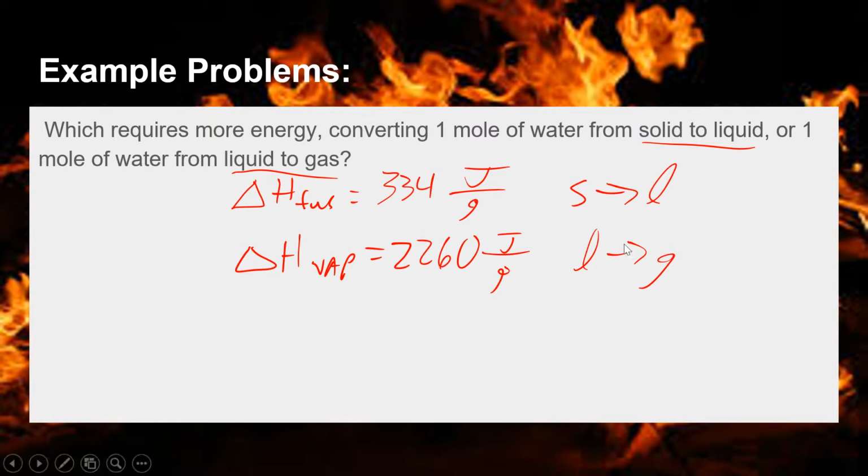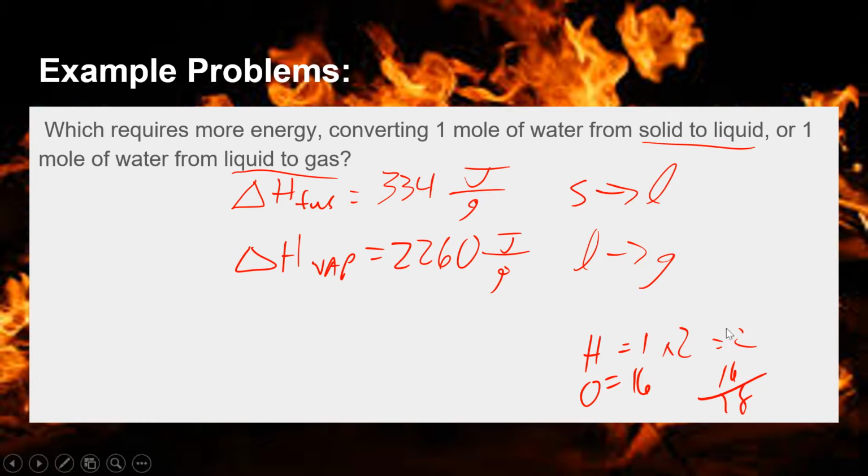So the question is, if you have 1 mole, so the same amount, water weighs 18 grams per mole. You get that from the periodic table. Hydrogen is 1. Oxygen is 16. There are 2 hydrogens, so 2 plus 16 is 18.